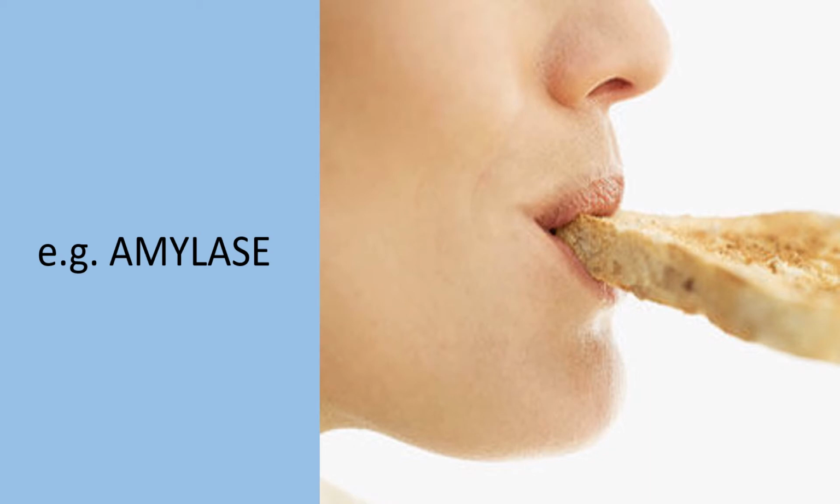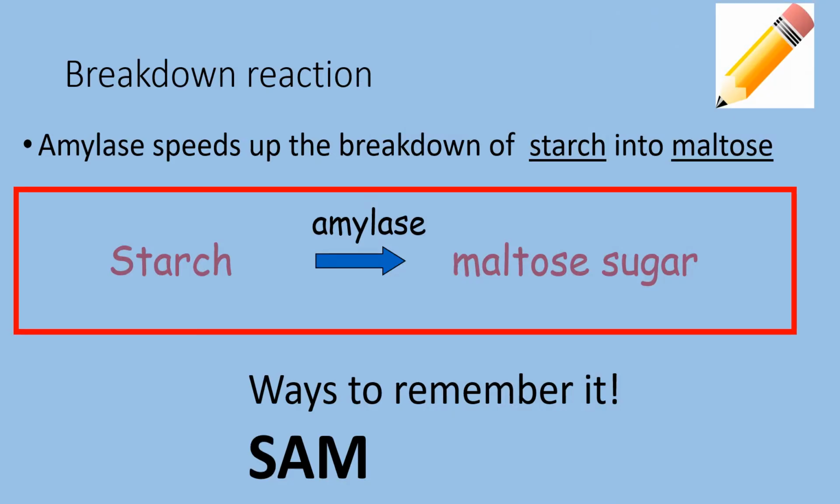So amylase is the first one that you need to know, and it's found in your saliva. Amylase speeds up the breakdown of starch into maltose. It can also break down the starch into glucose. You want to write this down: starch and amylase give you maltose sugar. A way to remember it is SAM.